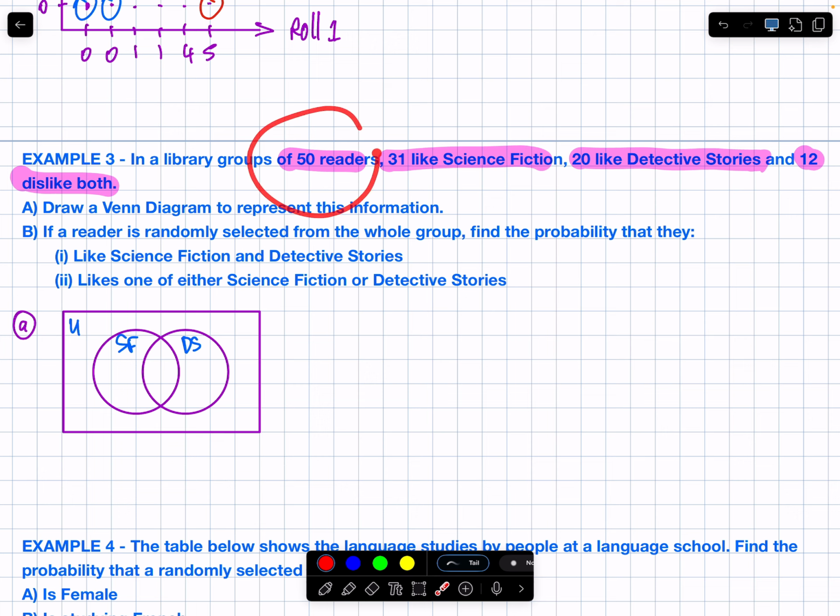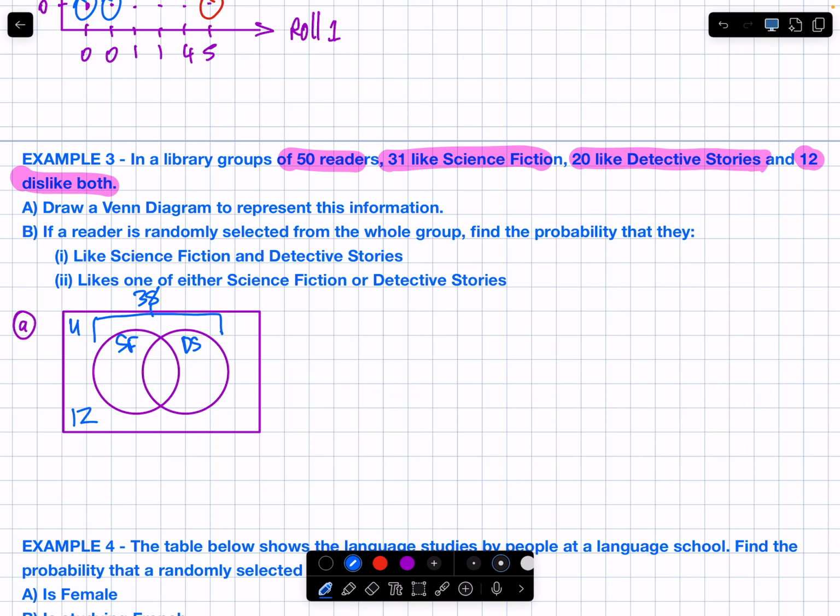The 50 readers? I don't know where that 50 goes. Do I know... Which one? Any? Do I know how many dislike both? 12. Where would they go? In U? Okay. 12. Good. We need to work out. There's no set of steps here. But I know the total is 50. And I've just put 12 on the outside. So how many people should be within all 3 of those areas? 38. That's how we logic it out.